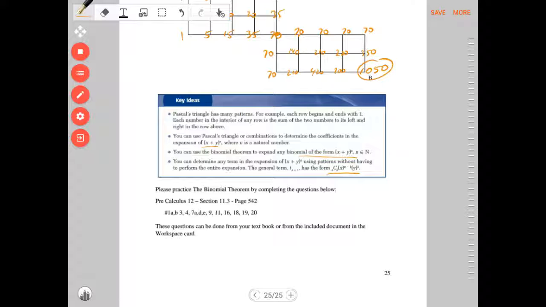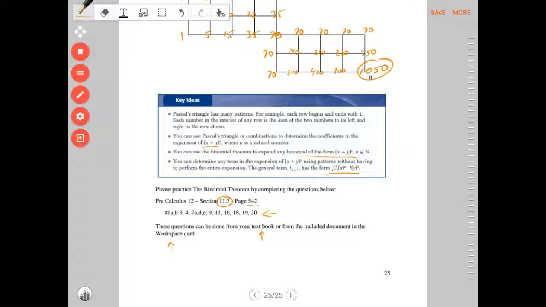Okay, so you guys need to practice these. It's section 11.3 in your textbook, starts on page 542. There's a bunch of questions here. Remember, you can do more than these, but you have to do at least those ones. The answers are in the back of your textbook, and please print out the workspace card so you can write all over these. Writing on this stuff is helpful. You might not have enough room, so you might have to use loose leaf as well, but that's not a big deal.